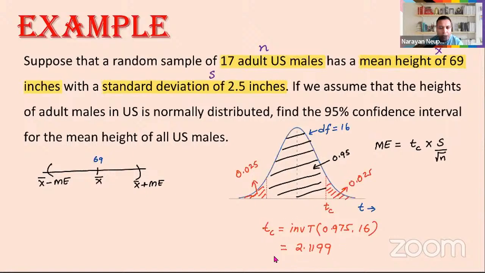And the reason we are calculating this T critical is to find this margin of error here. So now we'll plug into this equation to find that margin of error. If we plug in T critical, we got 2.1199 multiplied by S, which is 2.5, the standard deviation of the sample, divided by the square root of n, which is 17. Now you can again type that in your calculator to see what you'll get. 2.1199 times 2.5 over the square root of 17. And tell me what you'll get.